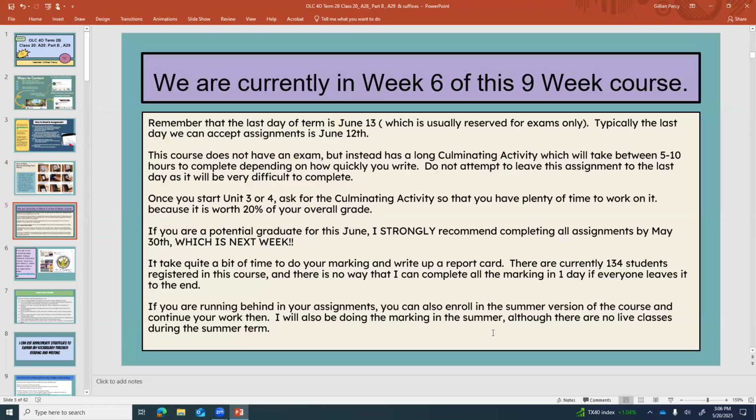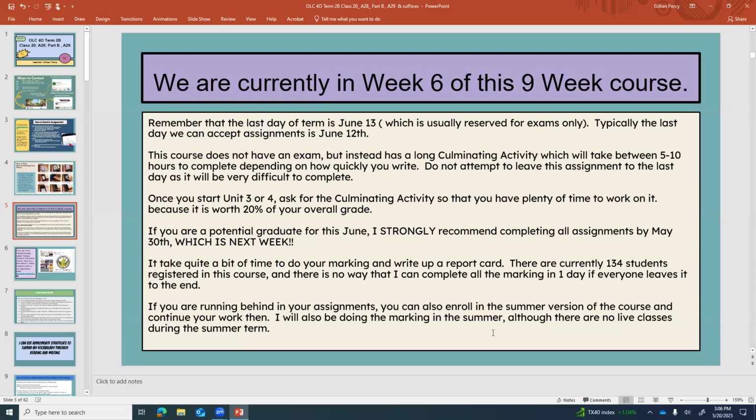So we are currently in week 6 of this 9-week course, so we're two-thirds of the way through. Remember, the last day of our term is June 13th. We generally reserve that for exams only. Typically, the very last day we accept actual assignments is June 12th, so that would be the Wednesday or the Thursday. This course does not have an exam, okay? It only has a long culminating activity.